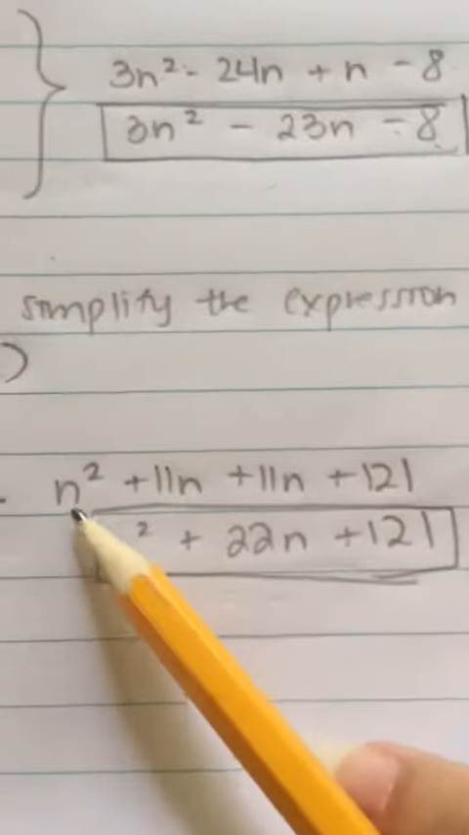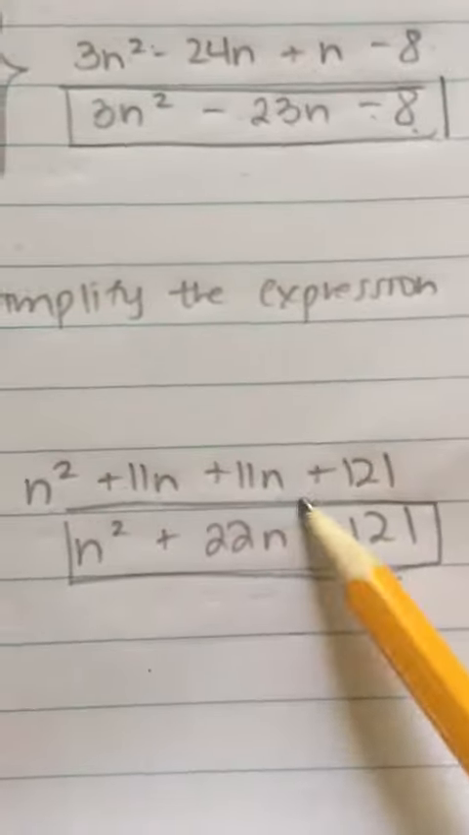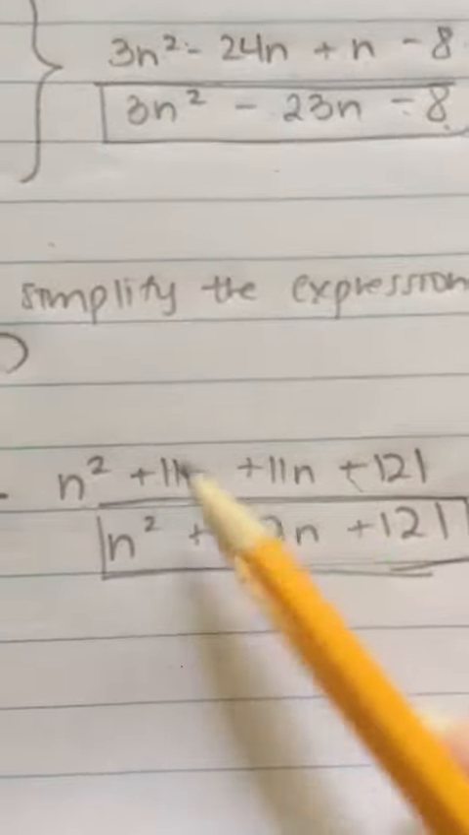Moving it here, I have n squared plus 11n plus 11n plus 121. Combining like terms, you get n squared plus 22n plus 121.